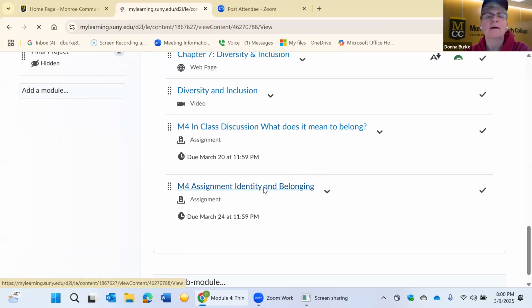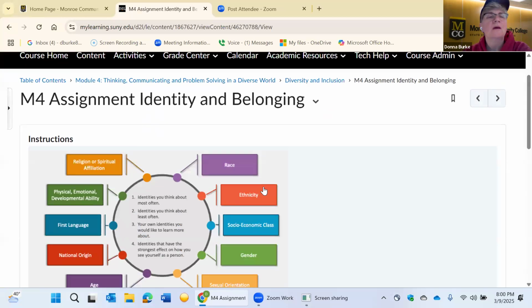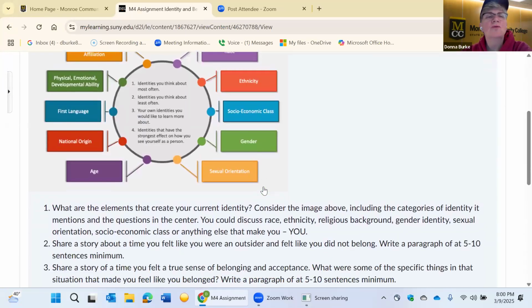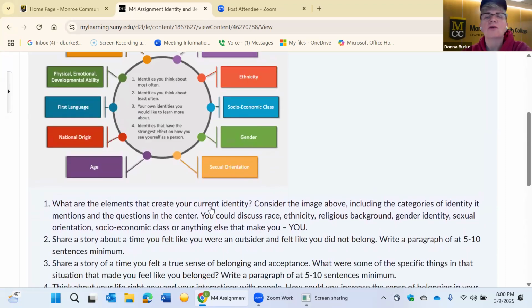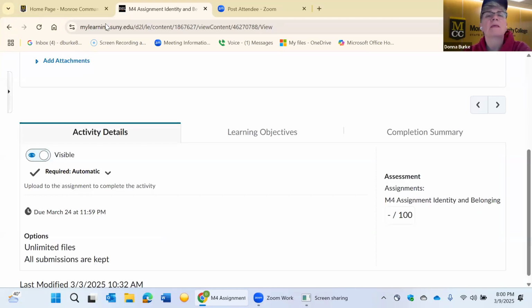So let's take a look at that. These are all the elements right here that create your current identity. So we want to know what elements of these create your current identity. Consider the image above, including the categories of identity it mentions and the questions in the center. You could discuss race, ethnicity, religious background, gender identity, sexual orientation.